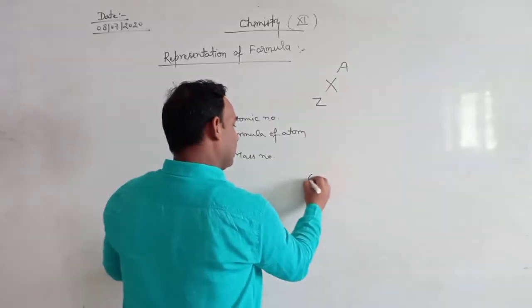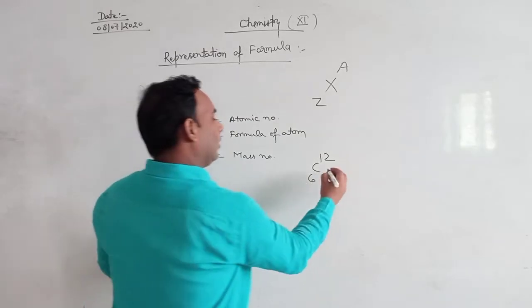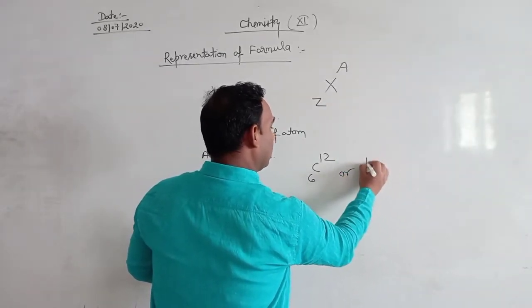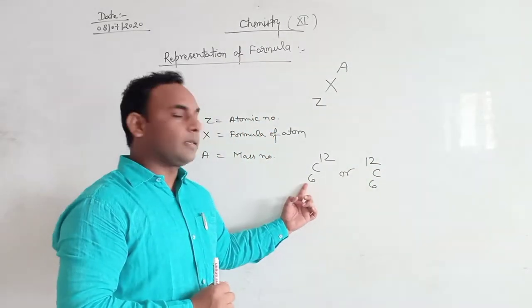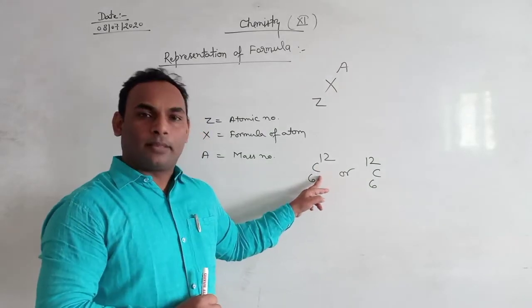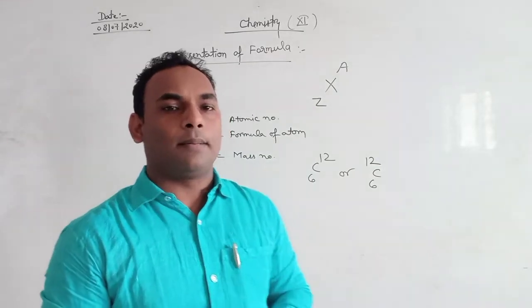Like 6C12, where 6 is the atomic number of carbon, the symbol of carbon is C, and 12 is the mass number of carbon.